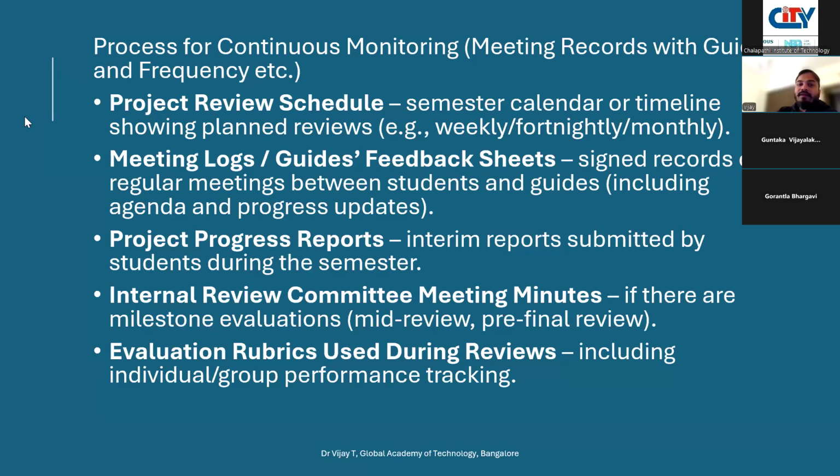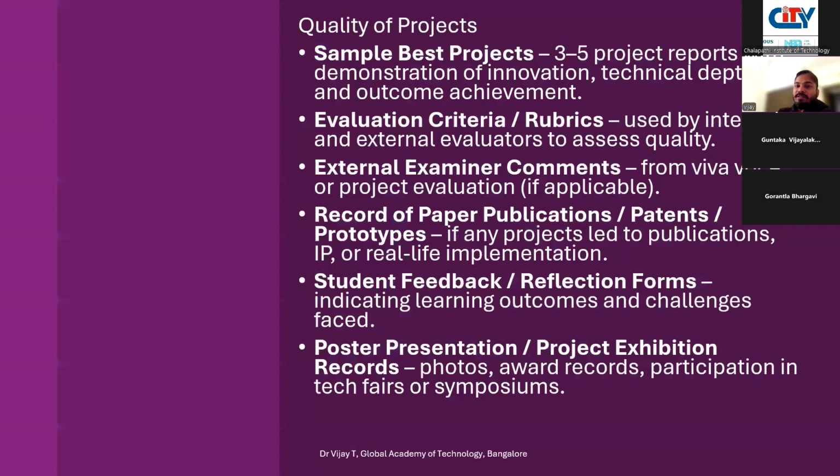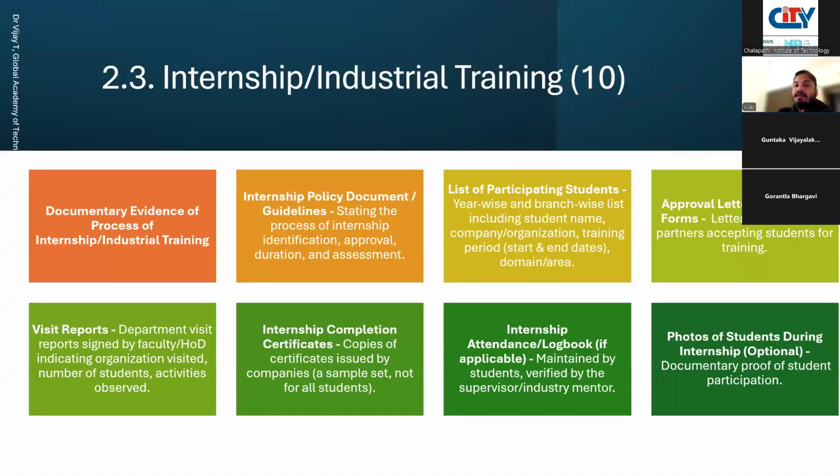And then you have to have a process for continuous monitoring: meeting records with guide and frequency, project review schedule, meeting logs, project progress reports, internal review committee meeting, evaluation rubrics used during review. All these have to be maintained as a record for capstone projects. Quality of projects, a separate category can be made here. In totality, 25 marks is not a small number in criteria two. So whoever is a project coordinator has to work effectively and develop strong documents where you can justify getting 25 marks for these quality projects.